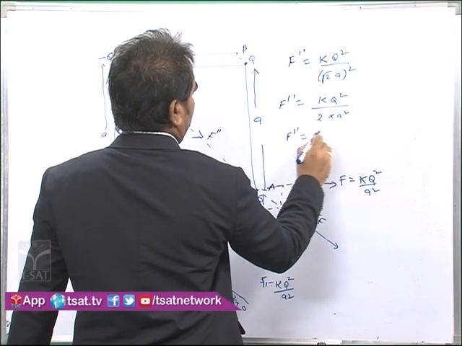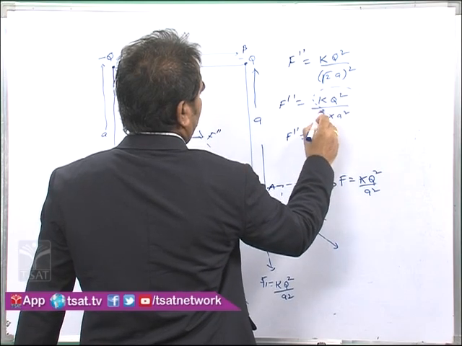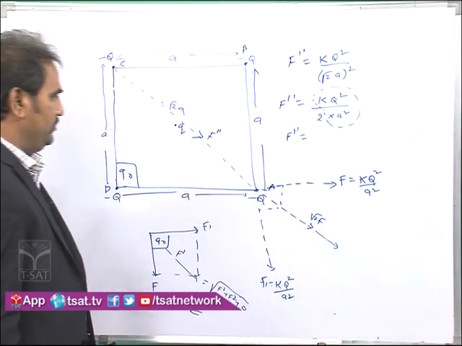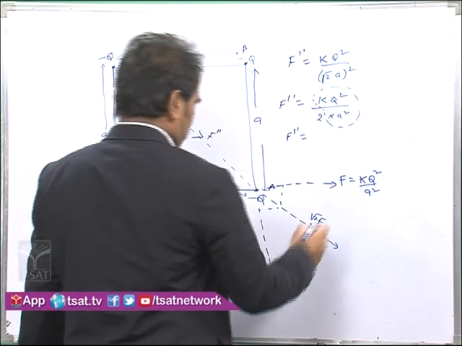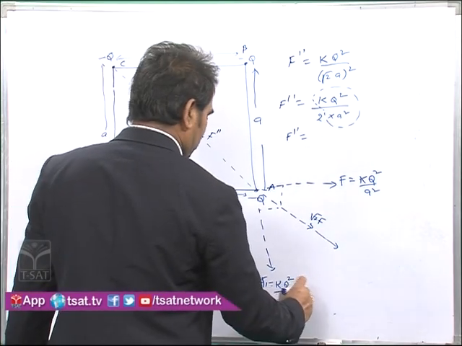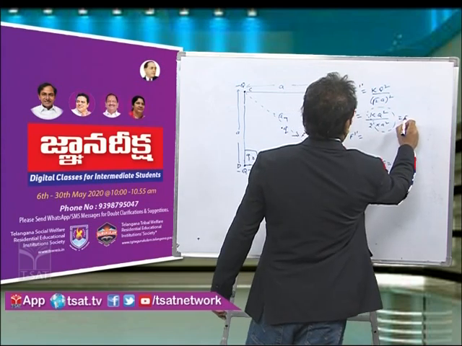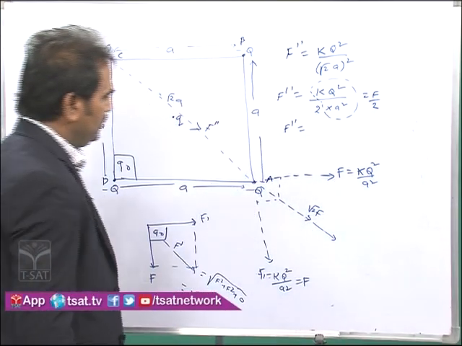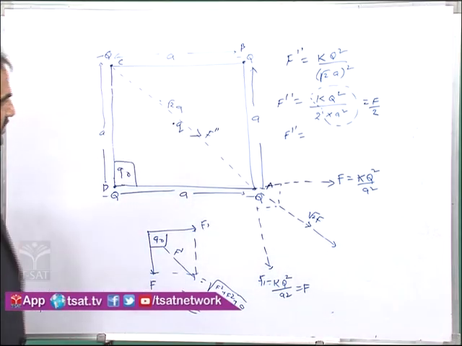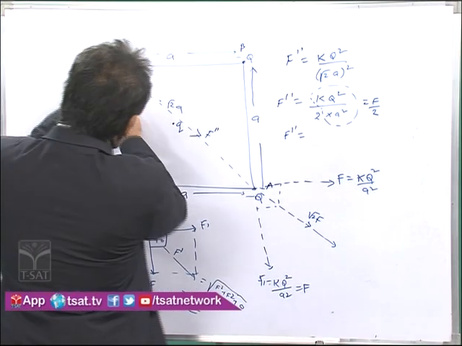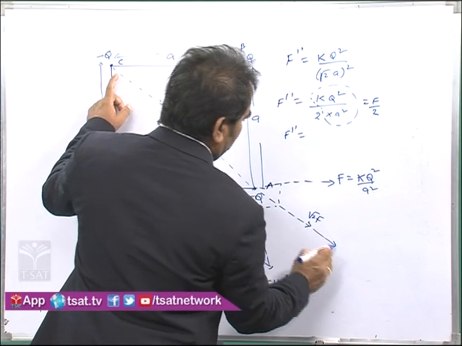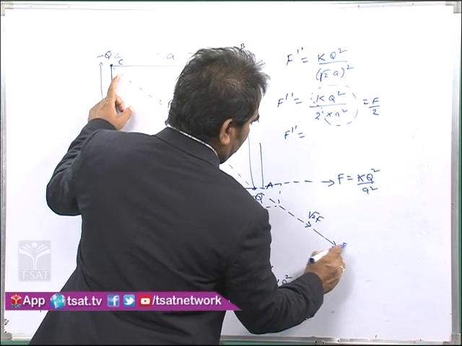Therefore, F double dash is equal to this value. Also already know, KQ square upon a square is nothing but F. So, F double dash is equal to F. This is also F, that is equal to F by 2. The net force of the system is given as, what is that? This also expresses the force along the direction. What is this? F by 2.